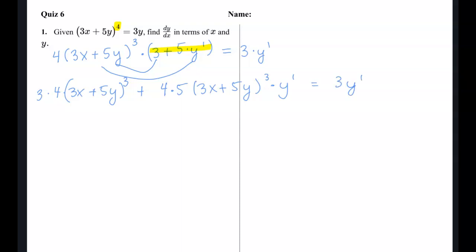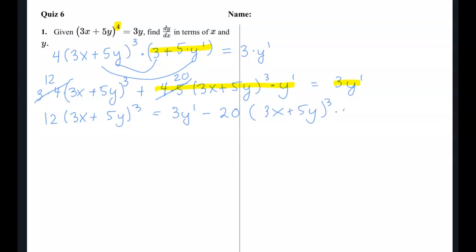So we can certainly rewrite our numbers and multiply these out. So we have a 12 and a 20 over here. And so our y prime term is this term on the left and this term on the right. So we're just going to move it to the right so we can combine those, factor out the y prime, and then solve for y prime. So on the left over here, we have 12 times 3x plus 5y to the third power is equal to 3y prime minus 20 times 3x plus 5y to the third power times y prime.